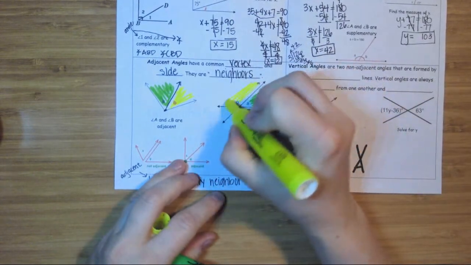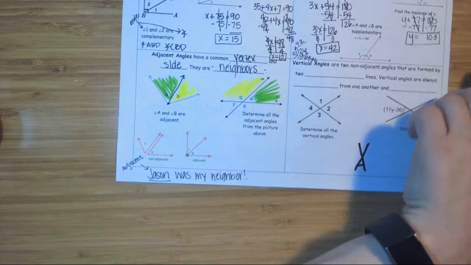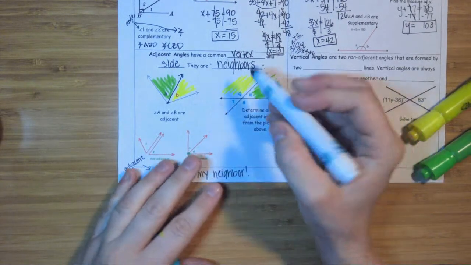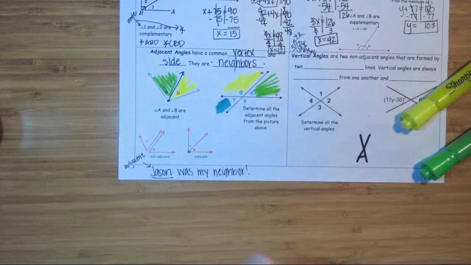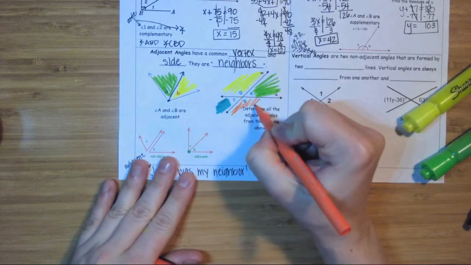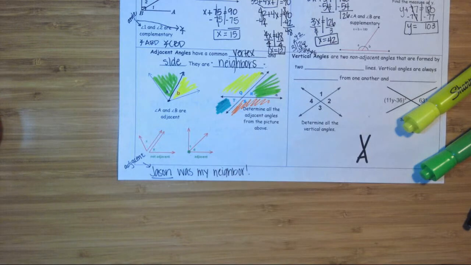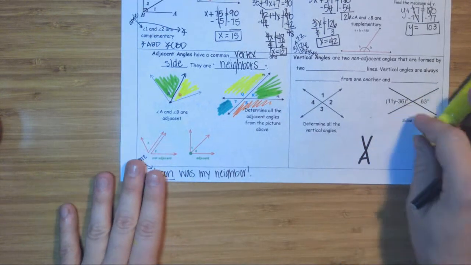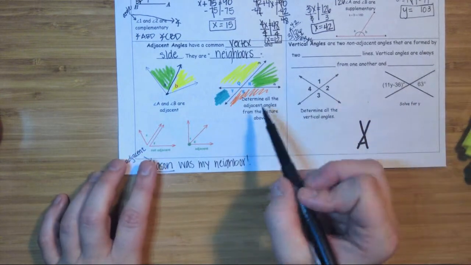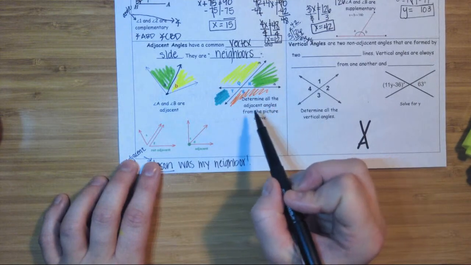I'll do yellow for angle Q. I'll do blue for angle T. And we'll do some orange for angle S. I think colors just help us. We're visual learners. Okay, determine all the adjacent angles from the picture above.